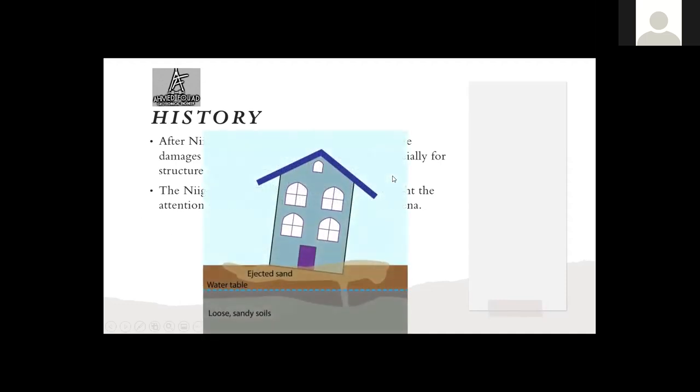Let's see what the liquefaction phenomenon is. When we have a structure situated on top of loose sand soil and there is a level of water in the ground, during the earthquake the water starts to propagate up to this level and the effective strength starts to decrease because of the excess pore water pressure, and then the structure starts to settle.